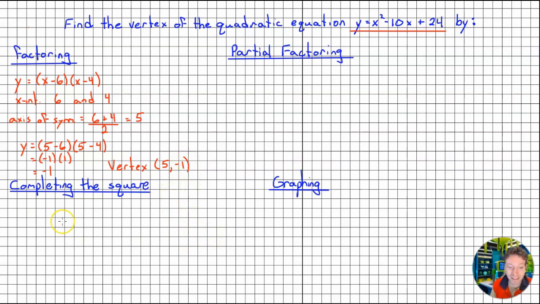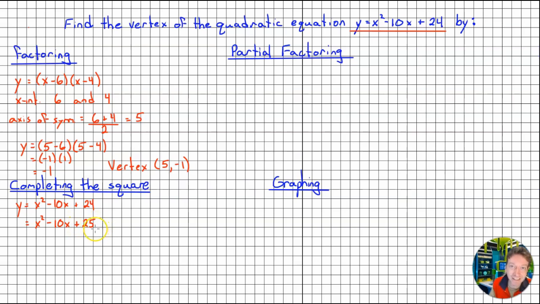Let's try to figure this out by completing the square. So we're going to take our function, y equals x squared minus 10x plus 24. In this case, we only have a simple trinomial, so there's just a 1 in front of the x. If there wasn't, then we would factor that out of the first 2 terms. But for now, what we're going to do is take this negative 10, divide by 2, which is negative 5, and then square it, which is 25. So we're going to add 25.